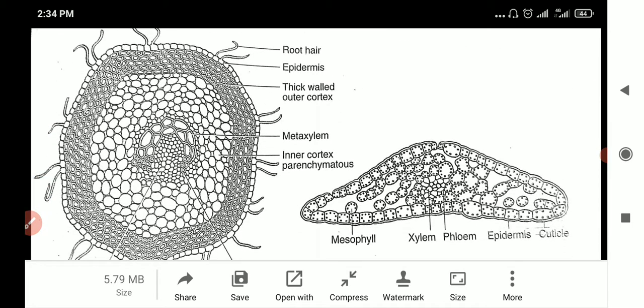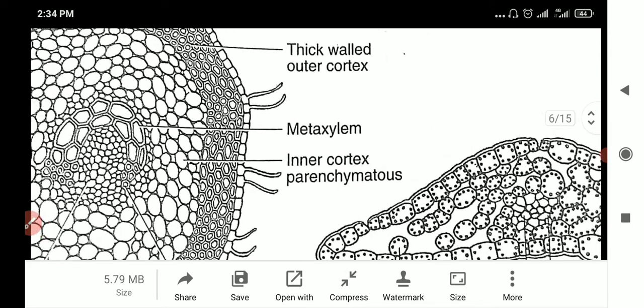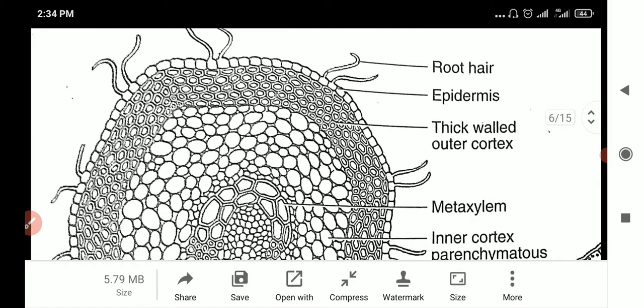Okay, just look here. Can I zoom it? Oh yes, very well, very good.